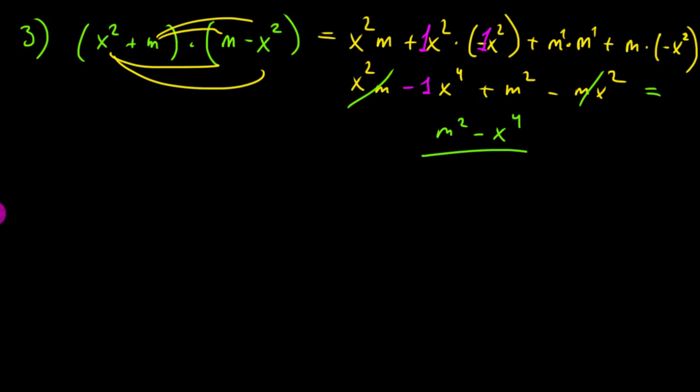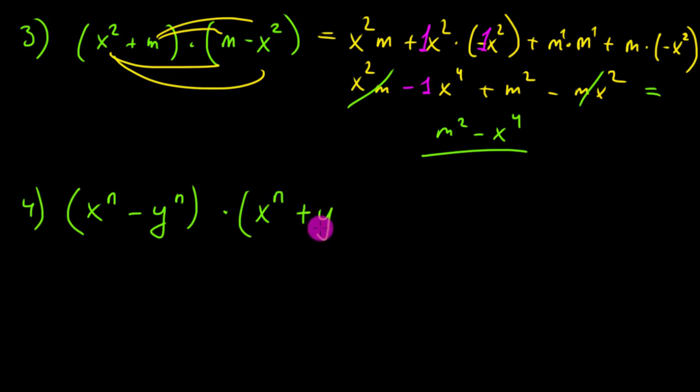Okay, let's move on. The next question. This one looks this way: x to the power of n minus y to the power of n times x to the power of n plus y to the power of n. So what do you do? You just multiply.